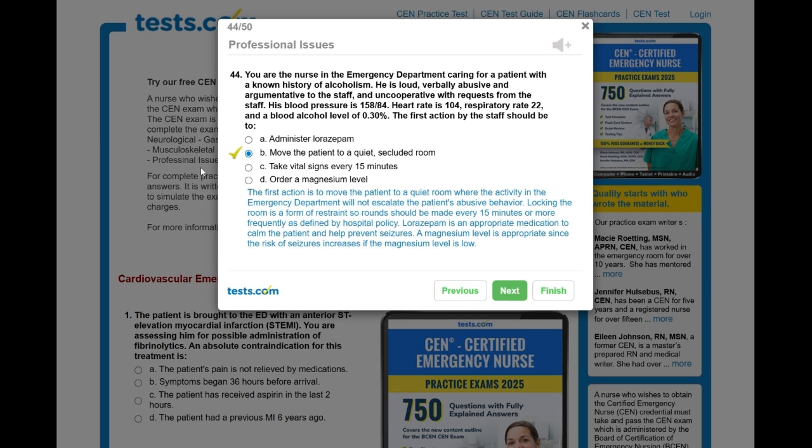B. Move the patient to a quiet, secluded room. The first action is to move the patient to a quiet room where the activity in the emergency department will not escalate the patient's abusive behavior. Locking the room is a form of restraint, so rounds should be made every 15 minutes or more frequently, as defined by hospital policies. Lorazepam is an appropriate medication to calm the patient and help prevent seizures. A magnesium level is appropriate since the risk of seizures increases if the magnesium level is low.